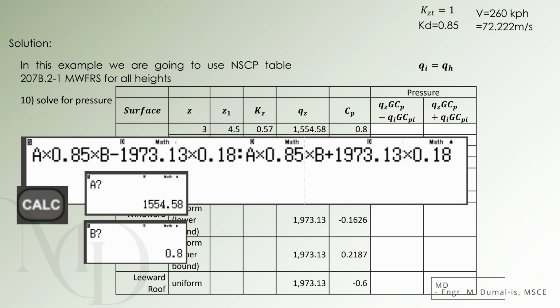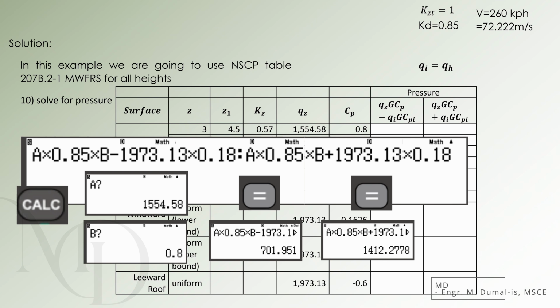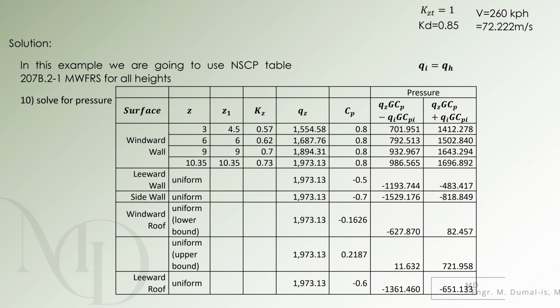We then press calc and provide the value of a, which is Q sub z, and the value of b, which is C sub p. Pressing equals will give us the pressure for the negative internal pressure case. Pressing equals again will give us the pressure for the positive internal pressure. We put those pressure values in the table. We will now repeat the same process for all the remaining levels and wall types. Following this procedure step by step will allow us to complete the table, just as shown here.